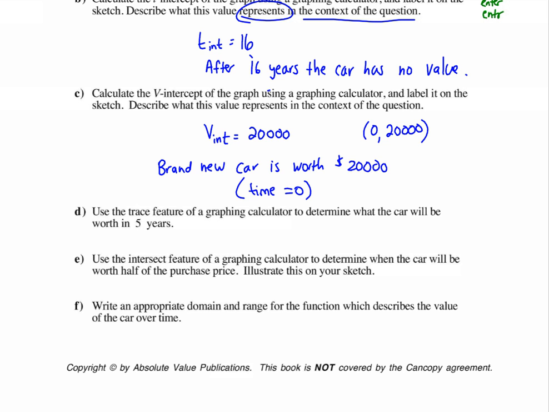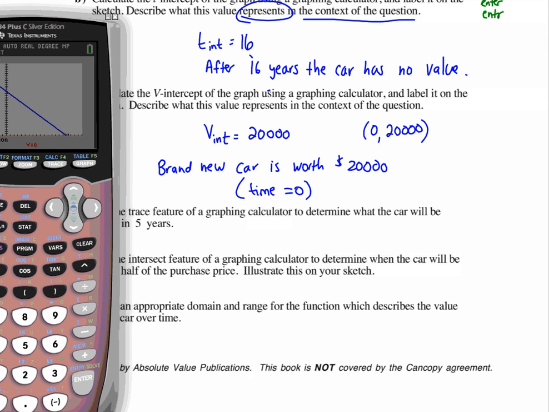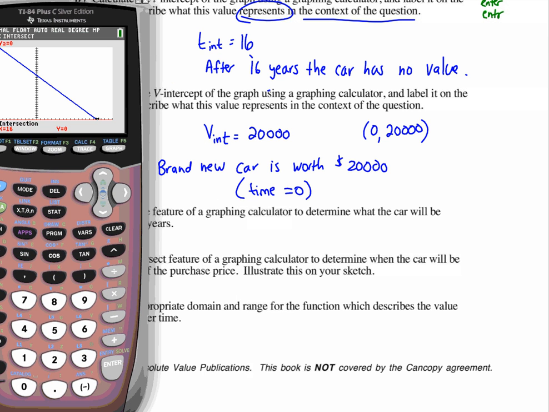Okay, use a trace feature. Find out what it's worth within 5 years. So what would I type in if I want to know its value after 5 years? Because time is an x, right, is the x value, trace 5 enter gives you 13,750.